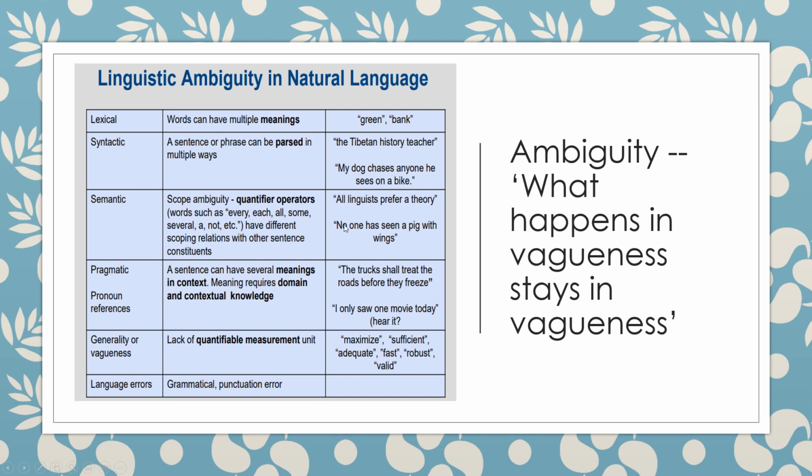Anything like all or no one, they ought to read never. There's a saw about a true-false question that if it has never or always, it's got to be false, right? So be careful of these quantifiers: ever, each, all, and that kind of thing. There are different interpretations depending on context. The trucks that will freeze, or the roads that will freeze. The trucks shall treat the roads before they freeze. I've got to say, and I borrowed this from the internet, I don't quite get the dual interpretation of the one here. And sometimes there's a lack of any quantifiable measuring unit.